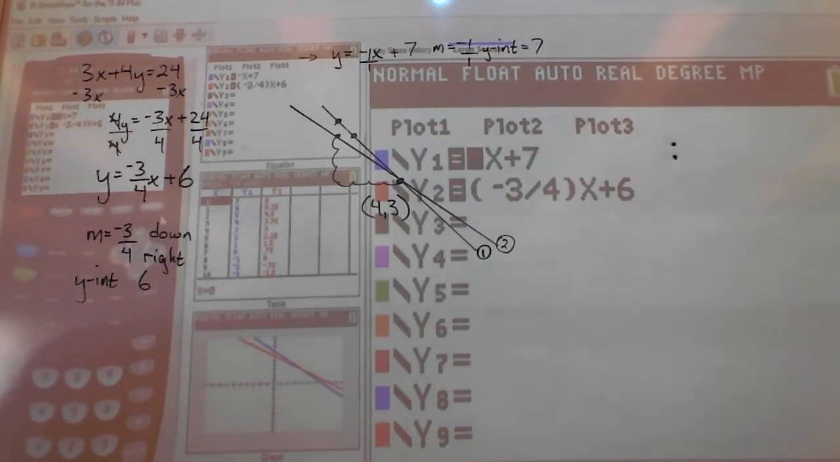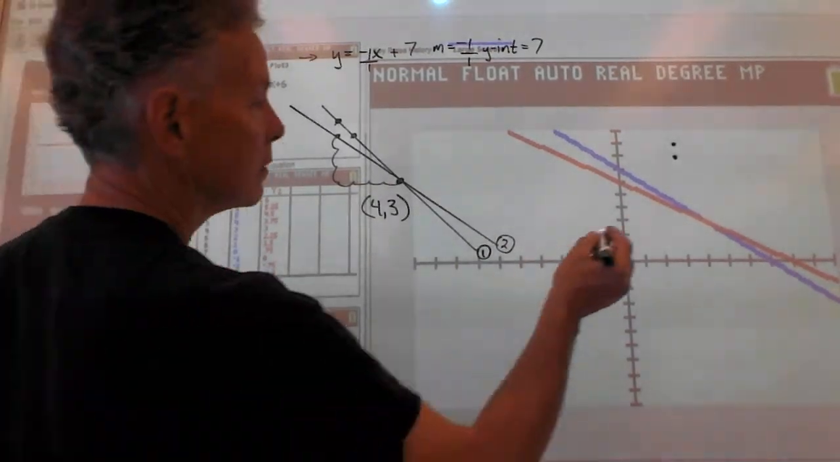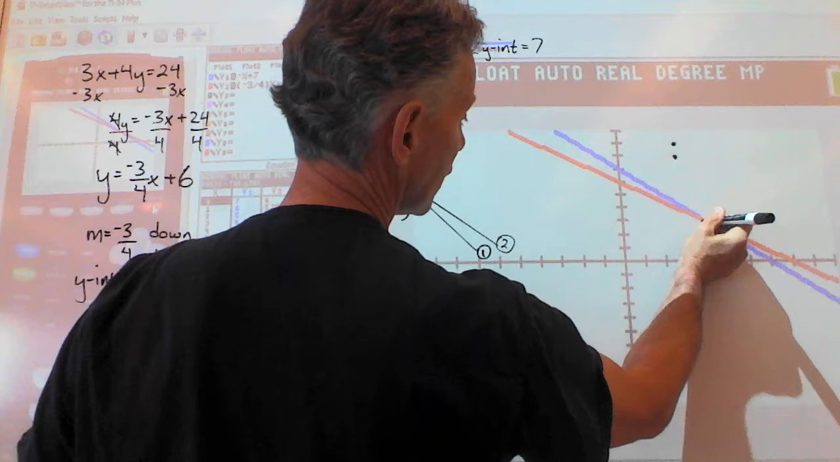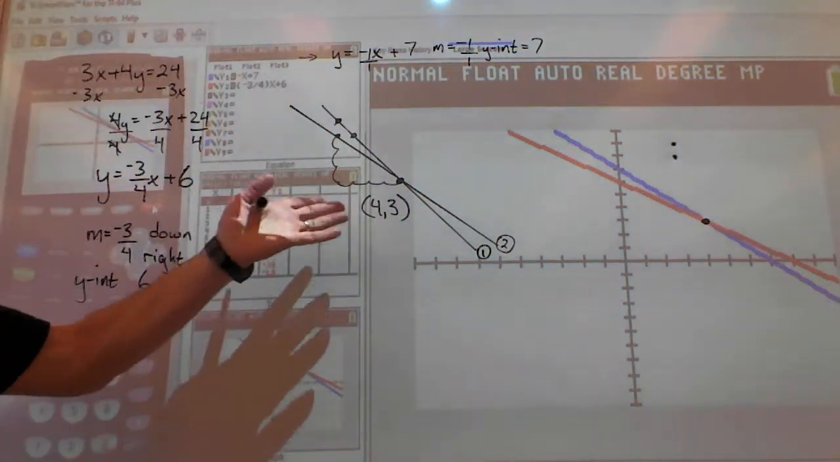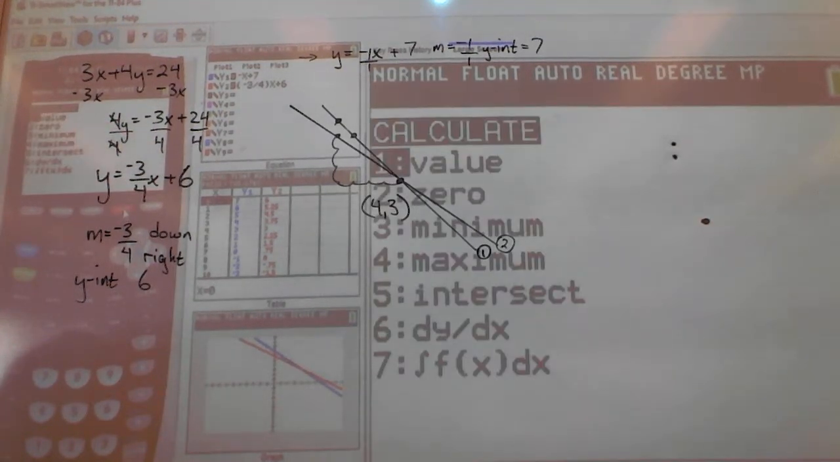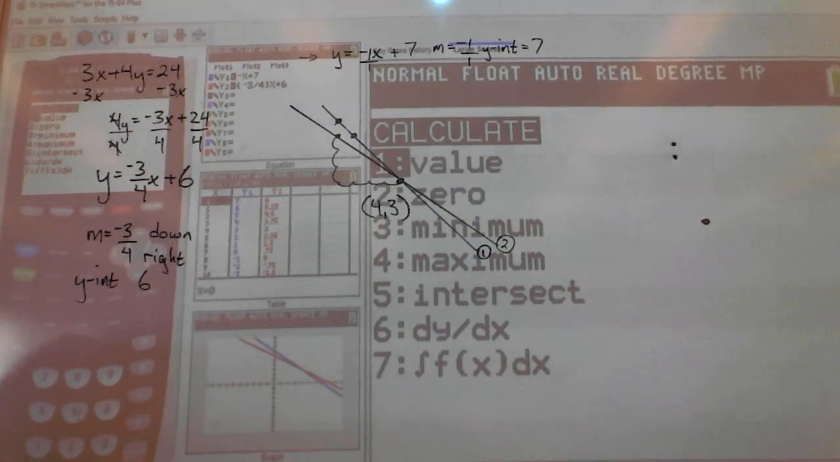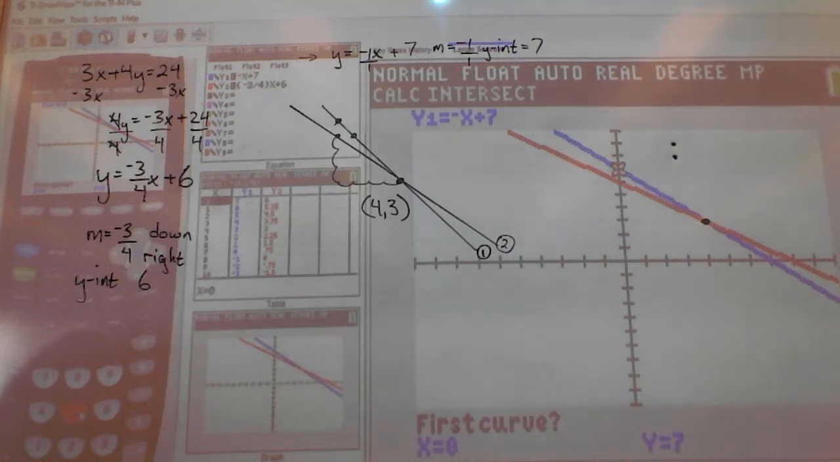Okay? So, we've graphed them. Now we have to find the solution. We know that it's right here somewhere. We already know that it's 4, 3, but let's go through the steps. So, you have to press the second button in the upper left-hand corner, and then the trace button, which is right beside the graph button at the top. And you want to pick option 5 to get the intersect function.